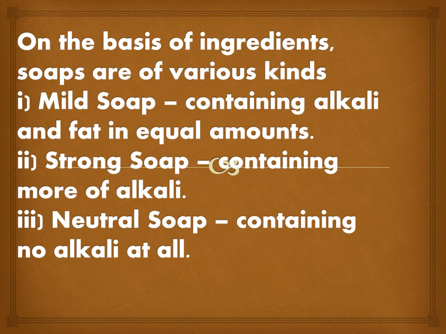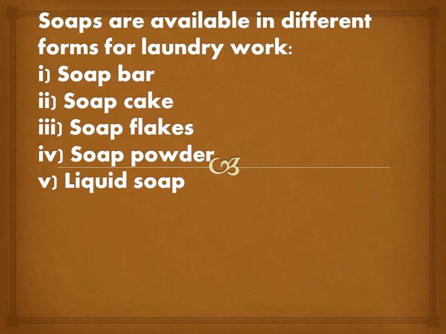On the basis of ingredients, soaps are of various kinds. Mild soap, strong soap, and neutral soap. Mild soap contains alkali and fat in equal amounts. Strong soap contains more of alkali, whereas neutral soap contains no alkali at all. Soaps are available in different forms for laundry work. They may be available as bars, cake, flakes, powder, or liquid soap.